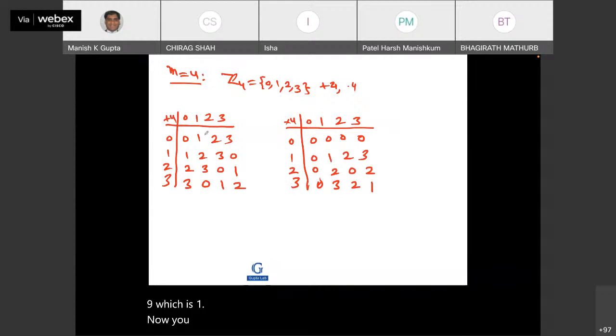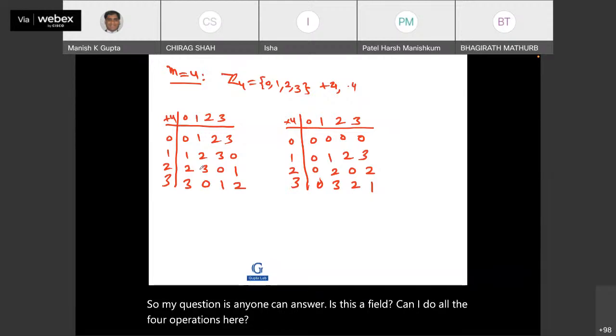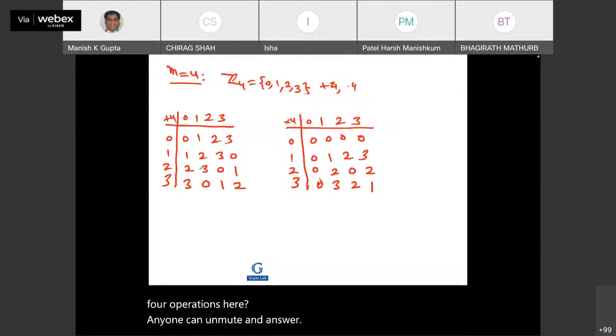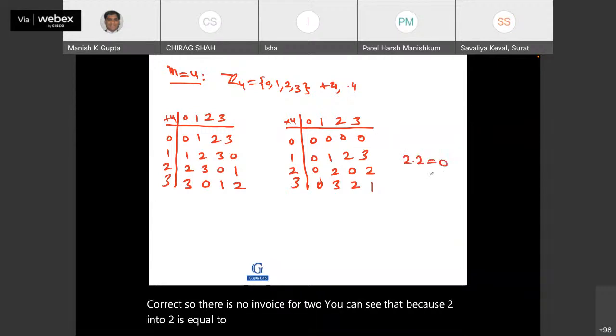Now you can see that here, with respect to addition, everything is fine. So my question is, anyone can answer, is this a field? Can I do all the 4 operations here? Anyone can unmute and answer. No, sir. Why? With respect to multiplication, there is no inverse for 2. Correct. So there is no inverse for 2. You can see that because 2 into 2 is equal to 0, right?